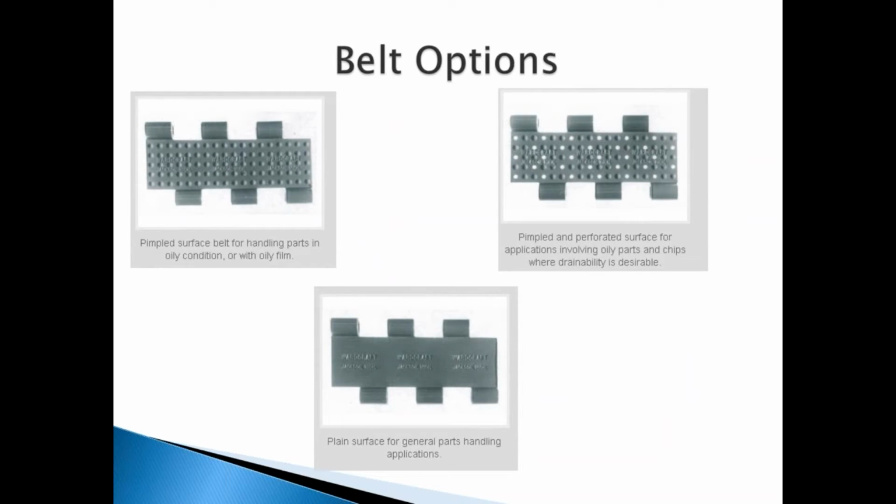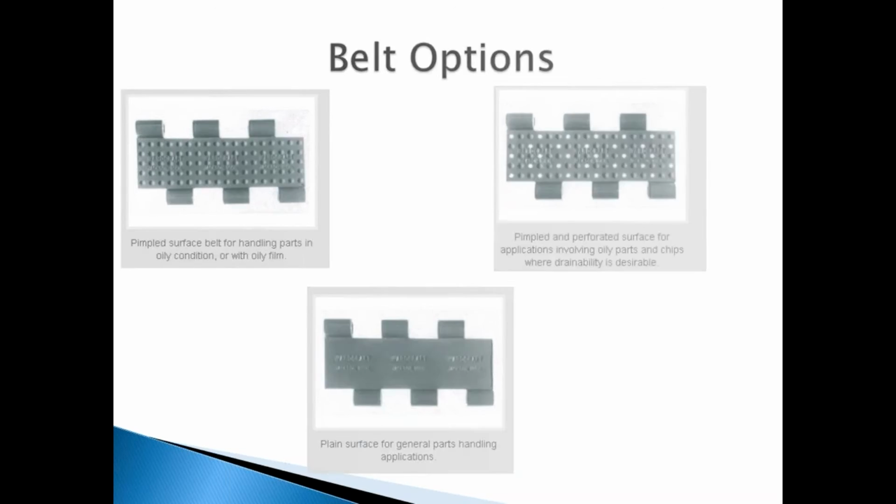So this shows a couple belt options that we offer. The top left is a pimpled surface. This is mainly used to handle parts with an oily condition or an oily film around it. The one on the right is pimpled and perforated. This involves oily parts and chips where they need to drain the oil off of them. And then the bottom one is just a plain surface, just general parts handling. That'd be your basic belt right there.